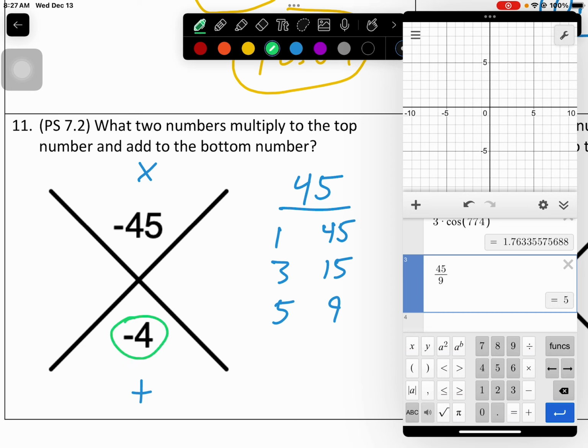So then you look at this bottom number. Whatever sign that is, if it's negative or positive, the bigger column matches that sign. So since this is negative, I'm going to make all these bigger numbers negative. And so you're going to subtract 1 minus 45, negative 44. Doesn't work. 3 minus 15, negative 12. Doesn't work. 5 minus 9, negative 4. Bingo. So my answers are 5 and negative 9.